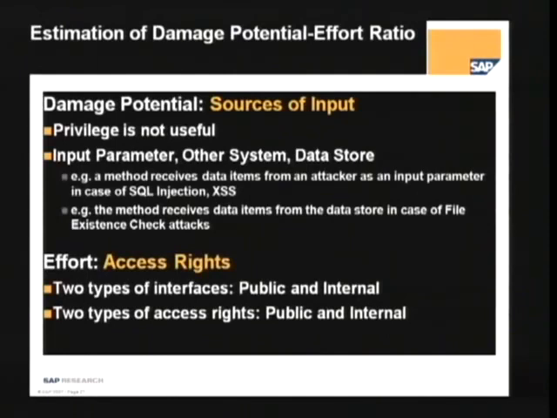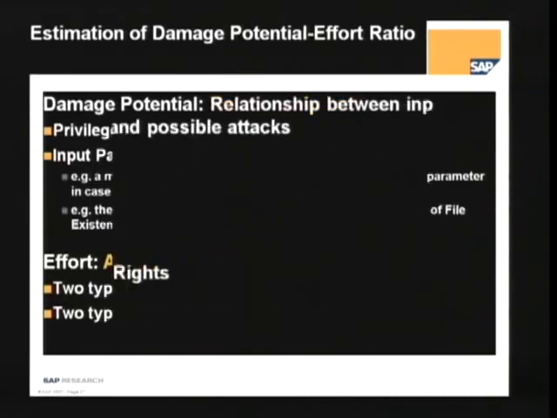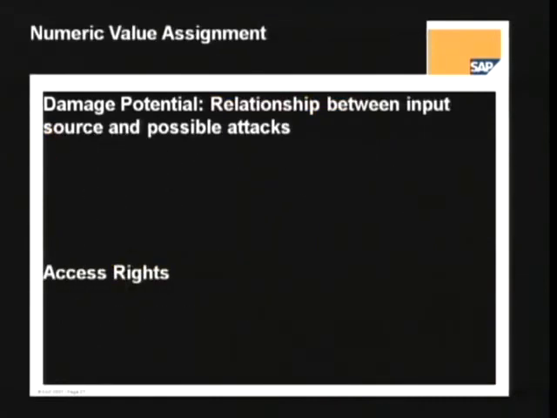So for this purpose, since we have two types of interfaces, public interfaces, which can be called by other systems and from the environment, and internal interfaces, which can only be called by the application itself. And that's why we look at two types of access rights, public and internal access rights.